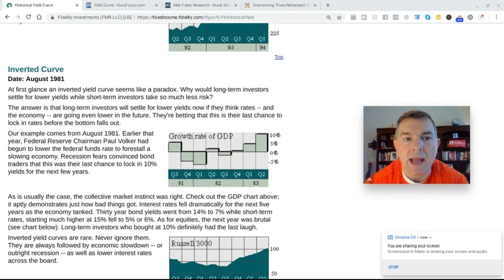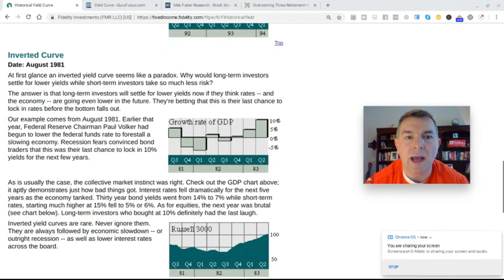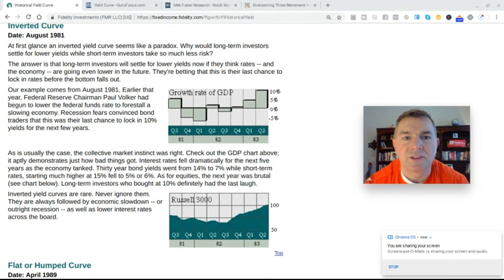Our example comes from 1981. Earlier that year, Federal Reserve Chairman Paul Volcker had begun to lower the federal funds rate to forestall a slowing economy. Recession fears convinced bond traders that this was their last chance to lock in 10% yields for the next few years. As is usually the case, the collective market insight was right.